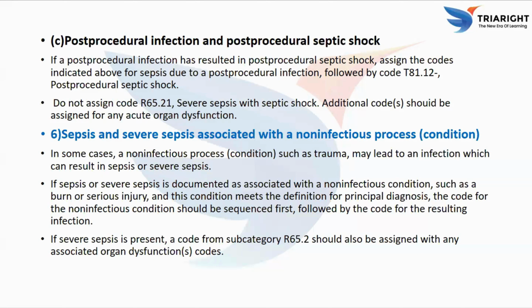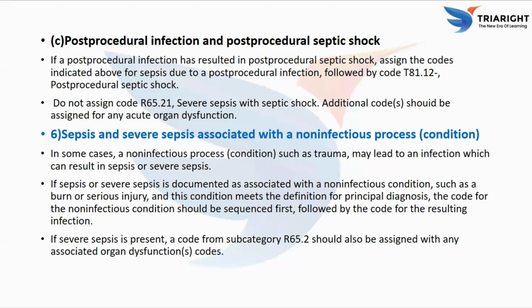So this shows the infection occurred due to a procedure and it advanced into septic shock. You should not assign R65.21, severe sepsis with septic shock. Why? Because T81.12 already represents the septic shock in a post-procedural context. So using both would be double coding.